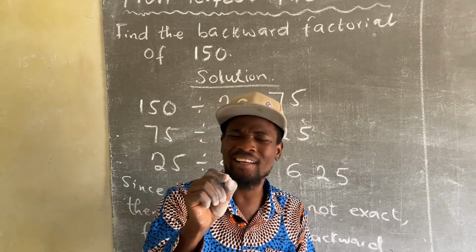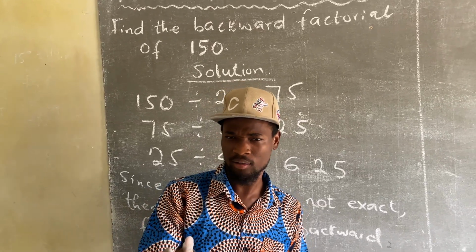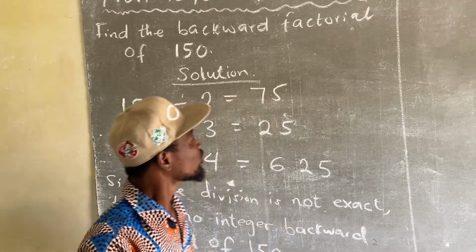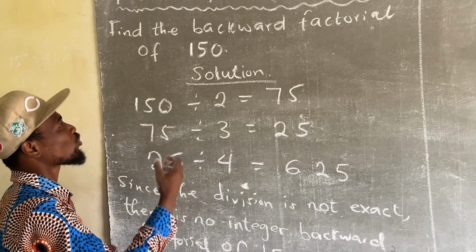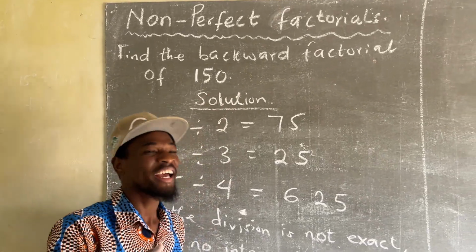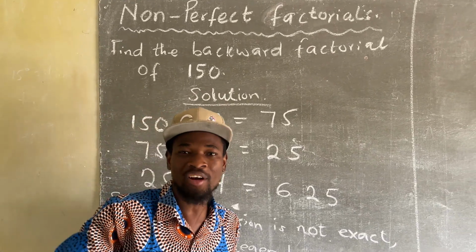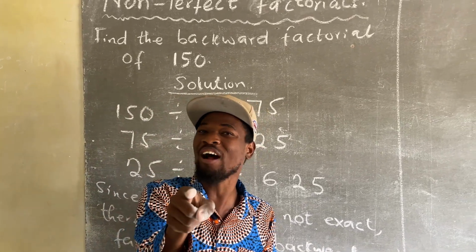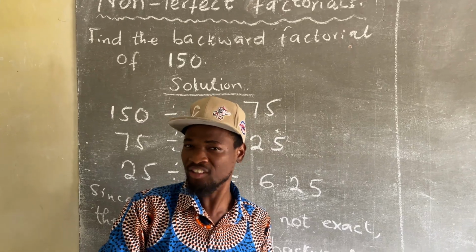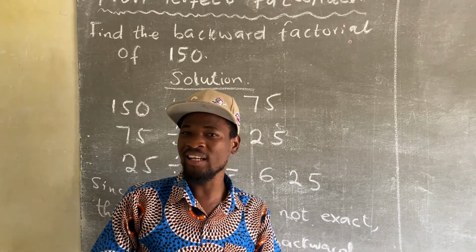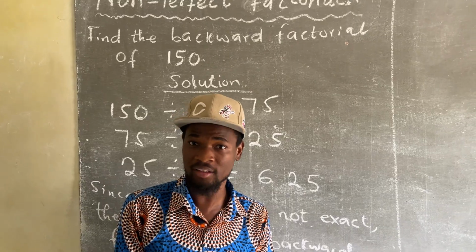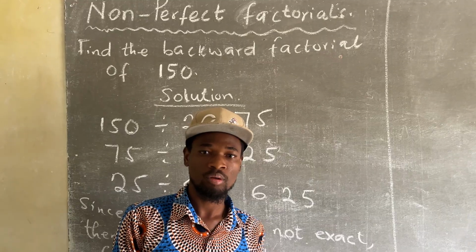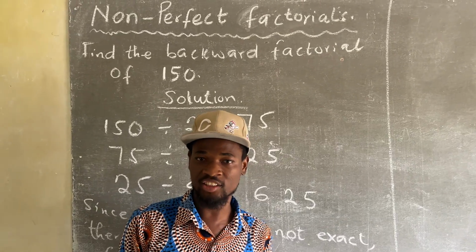But viewers, I want to throw a challenge to you. If we are saying 150 is a non-perfect factorial, in other words, it is not a perfect factorial, then how do we evaluate a non-perfect factorial? This is your assignment. You can clearly indicate everything in the comment section for review.